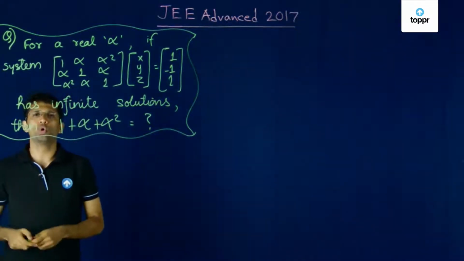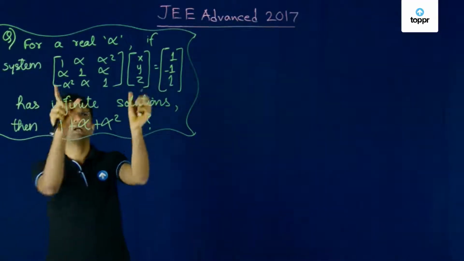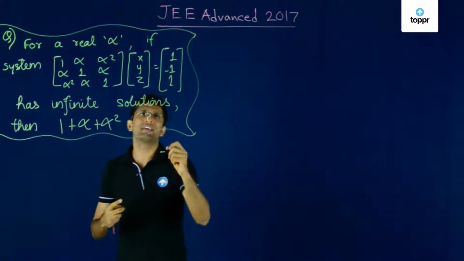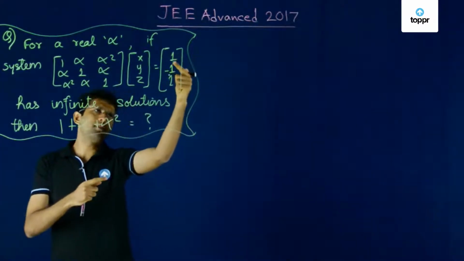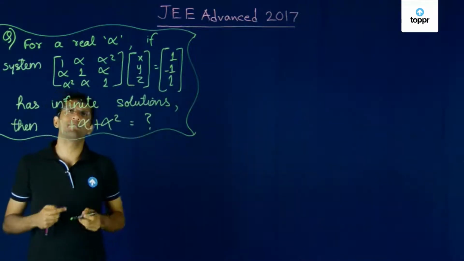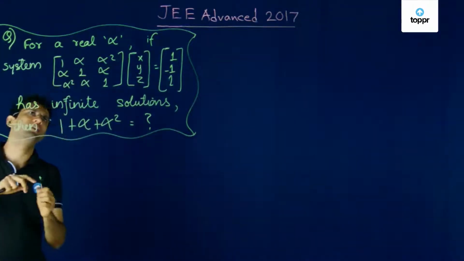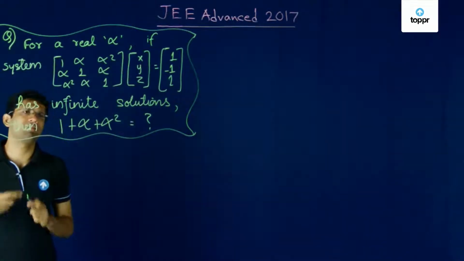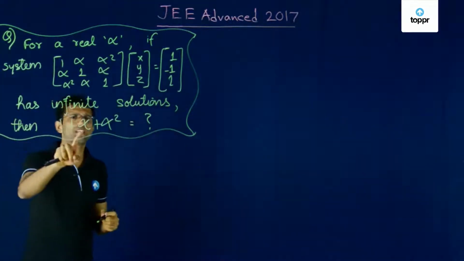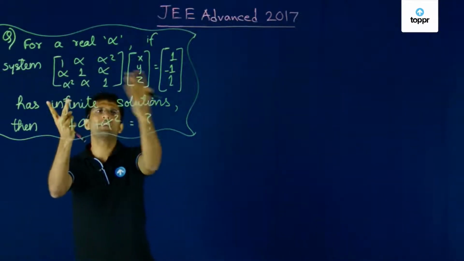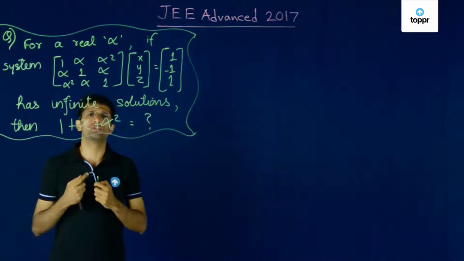Note that in this case we have been given that the multiplication of these two matrices is equal to this column matrix having elements 1, minus 1 and 1. We have three variables x, y and z here, and we also have a real quantity alpha which forms this matrix given here, and we have to find the value of 1 plus alpha square, for which this system of equations has infinitely many solutions.